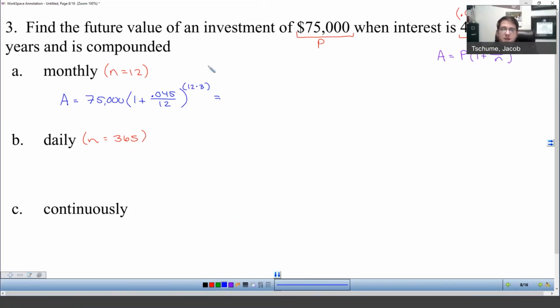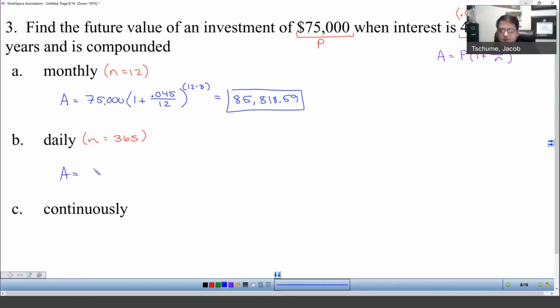And since we're doing a money problem, we're going to round to the nearest cent. So this would be $85,818.59. So it looks like you would make a little over $10,000, almost $11,000 in 3 years based on this information. Let's see how much it's affected when your N is 365.